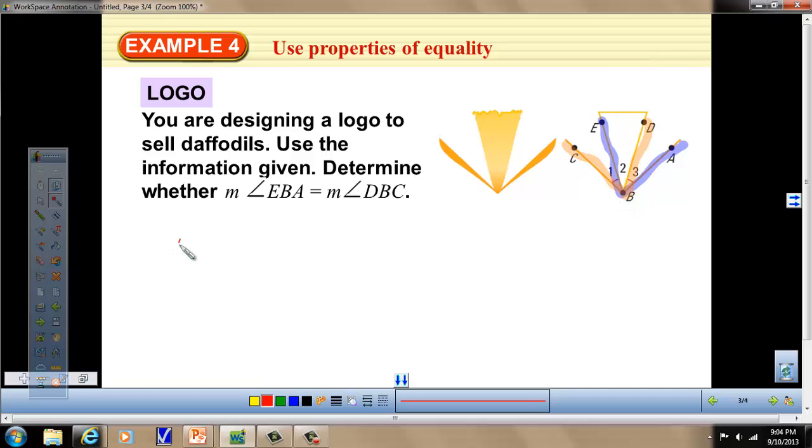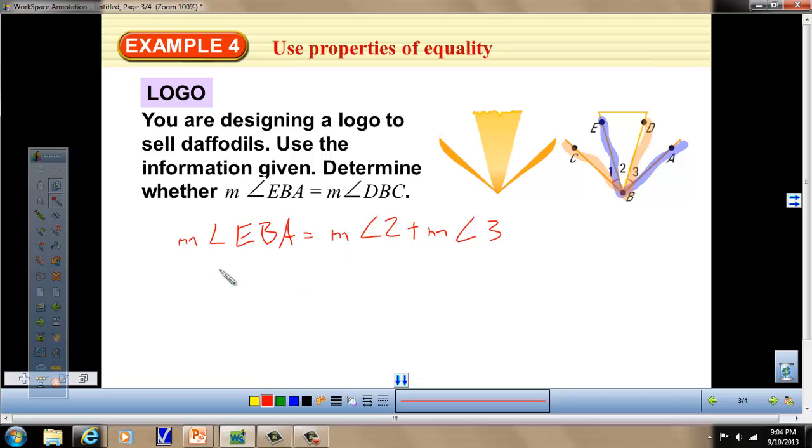If we look, the measure of angle EBA is made up of two angles. It's made up of angle 2 and angle 3. And we know this because of the angle addition postulate. So literally, two small angles equal a big one.